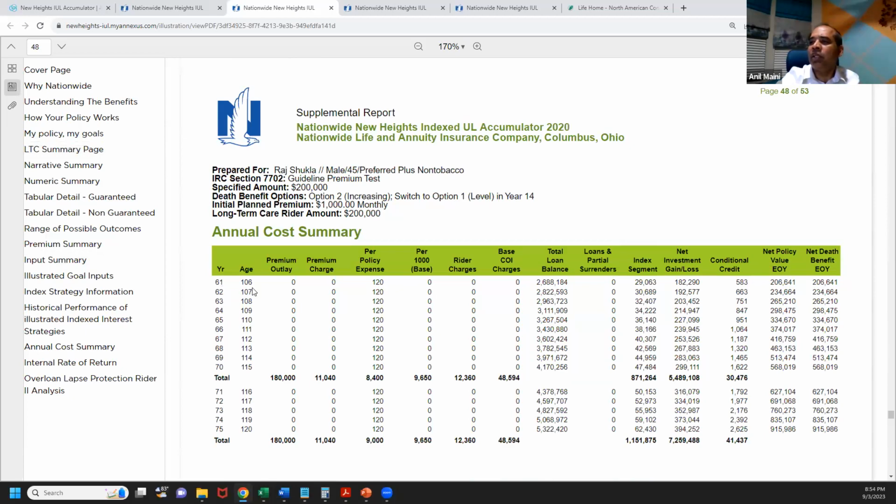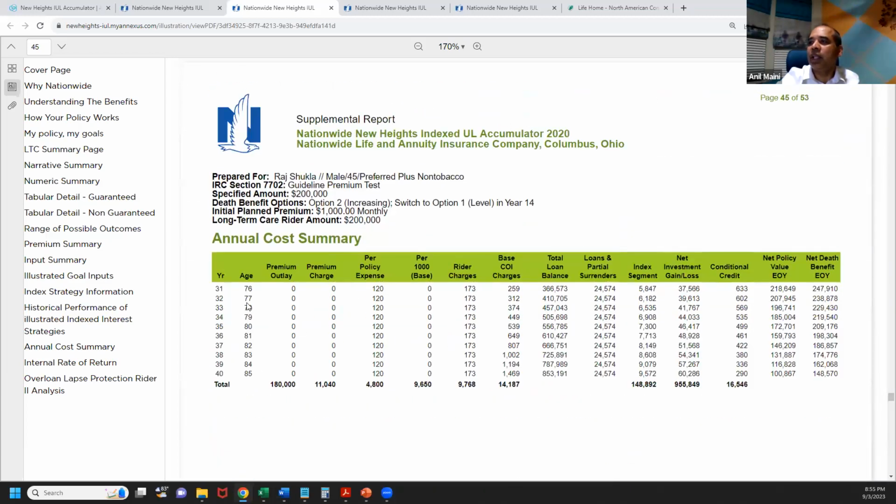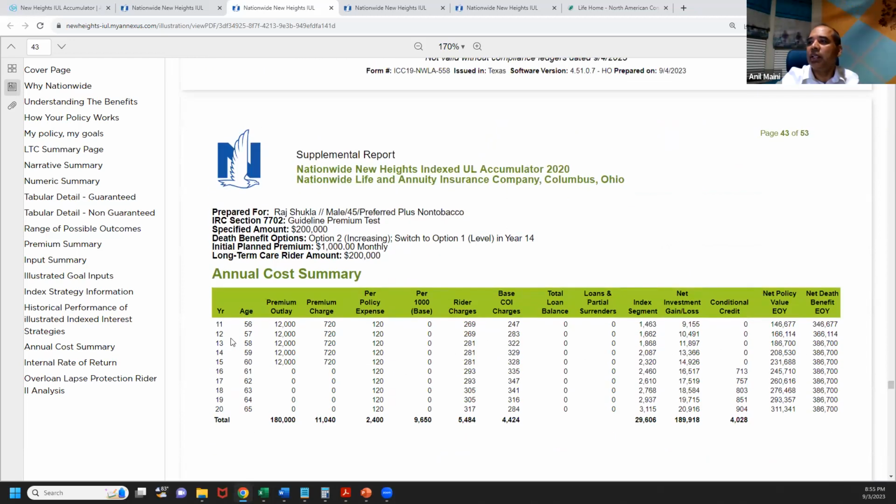So at age 61, no, let's say a younger age. At age 58, 12,000 premium. Initially there are premium charges only till the time you are paying the premium. After that, it becomes 0. But this premium charge comes back to you as a bonus, which is a conditional credit. Once you stop making premium payments, it is coming back to you. This is on top of your interest income. Okay, this is the conditional credit coming back to you.